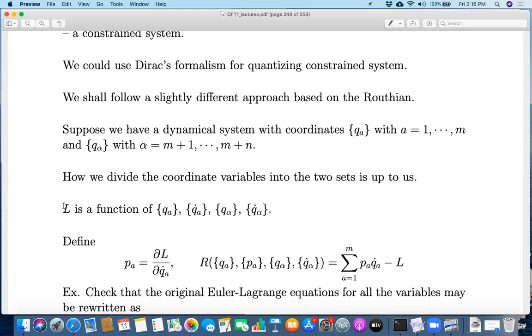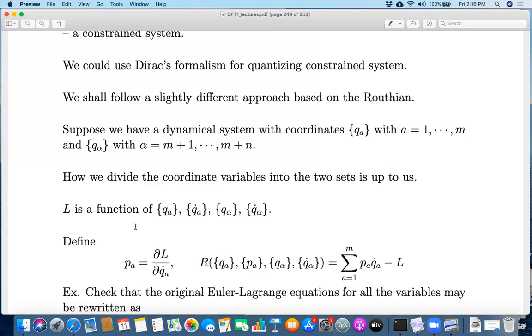Now, to begin with, L is in general a function of Q dot, so QA dot as well as Q alpha dot. That's the way we write the Lagrangian of a classical dynamical system. That is a function of the coordinates and the velocities. Now, when you go to the Hamiltonian formulation, you define conjugate momentum P as del L del Q dot.